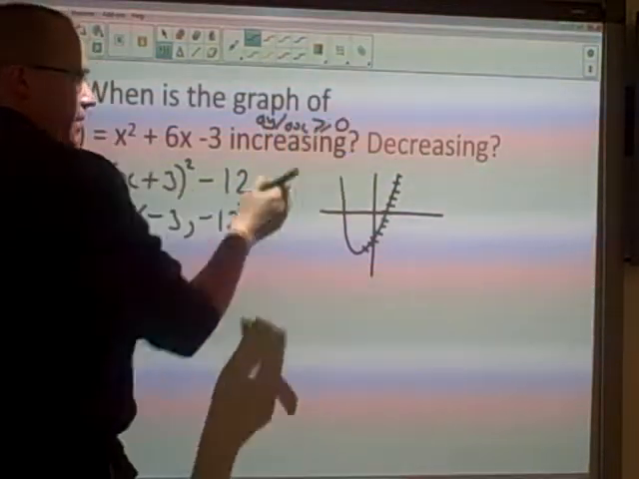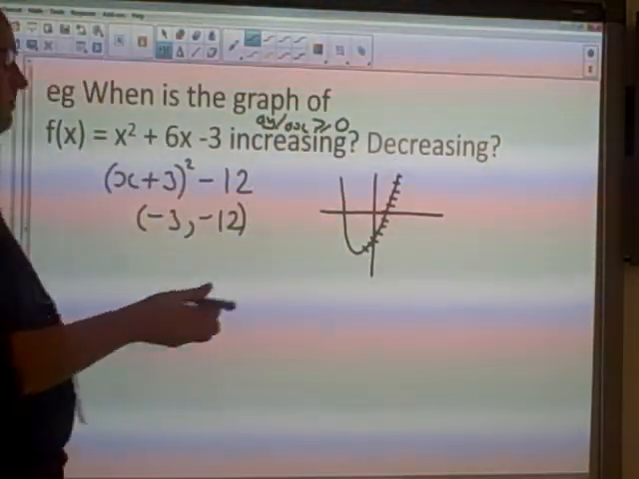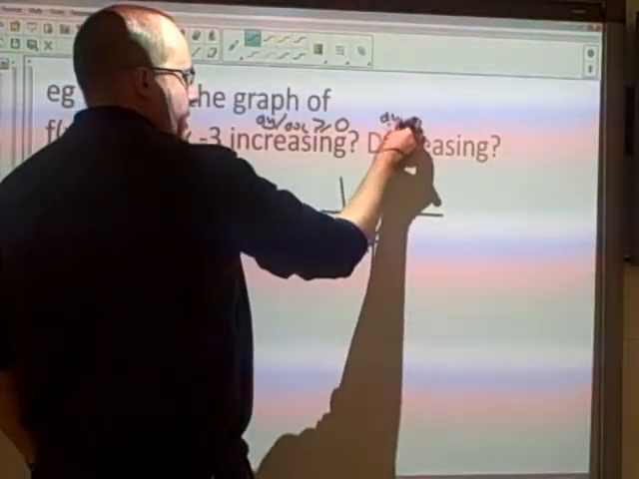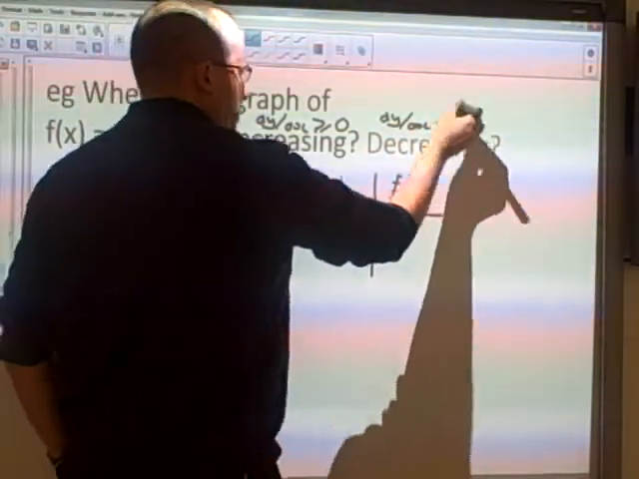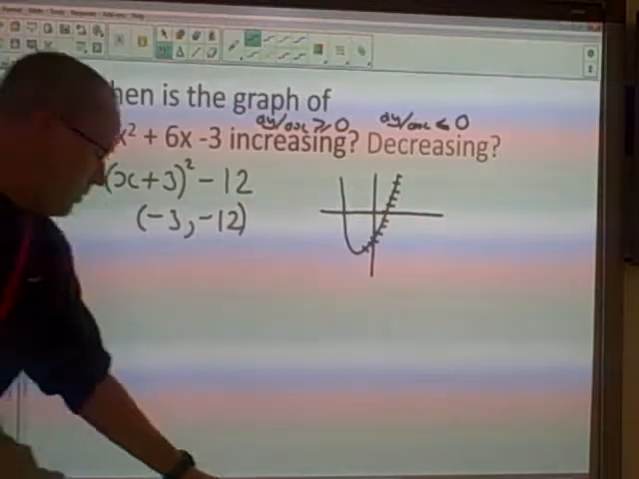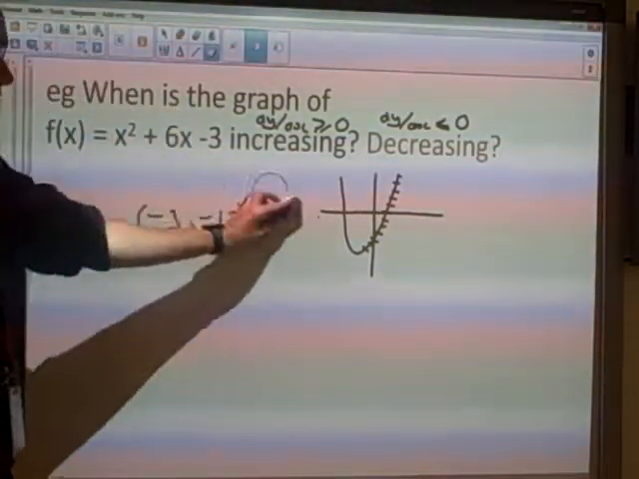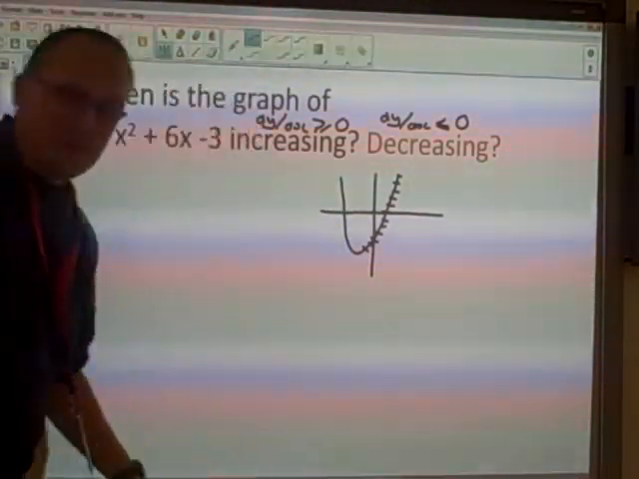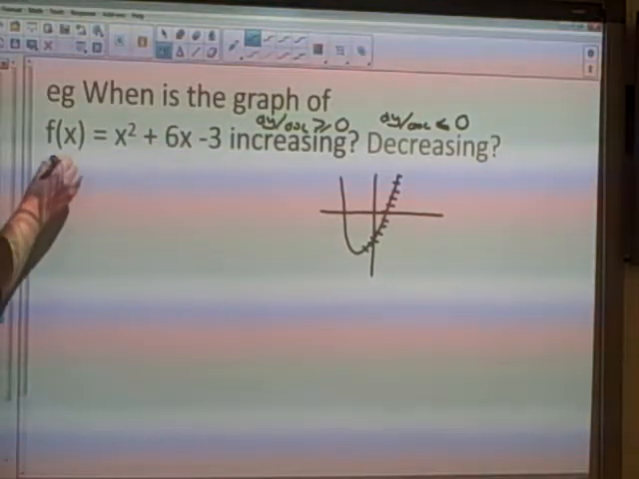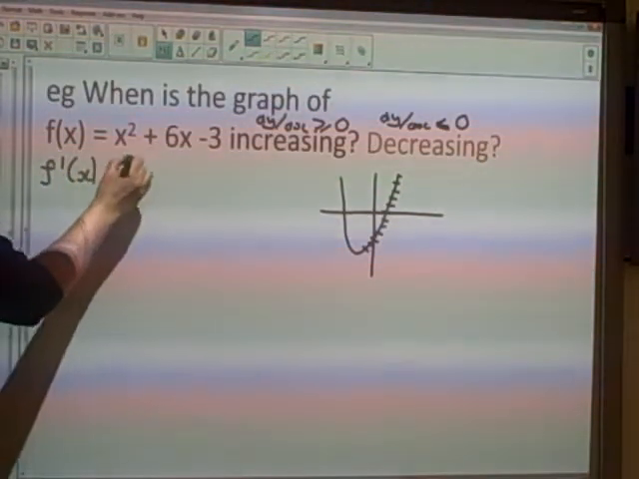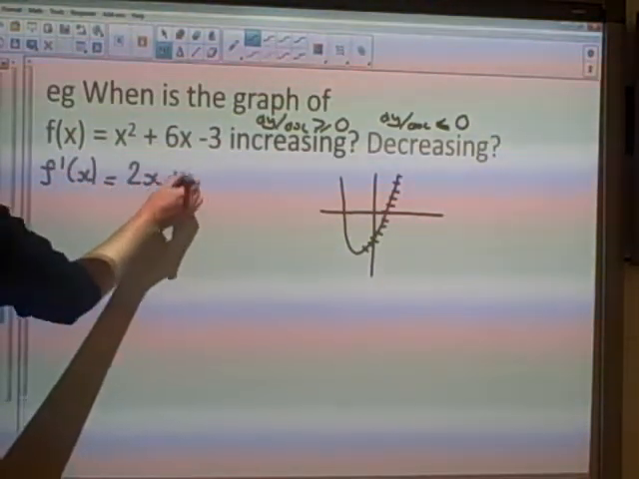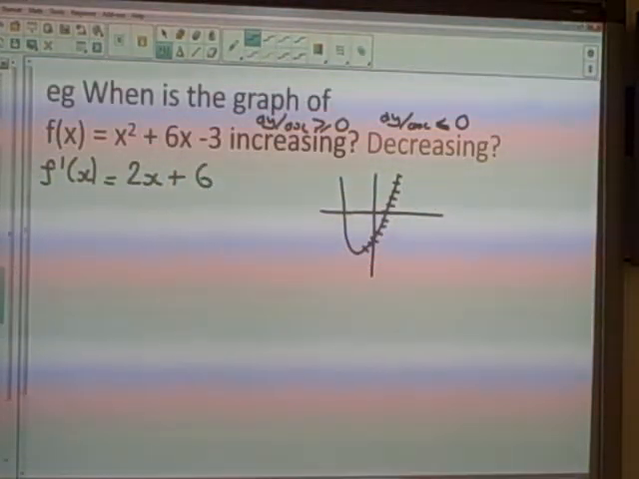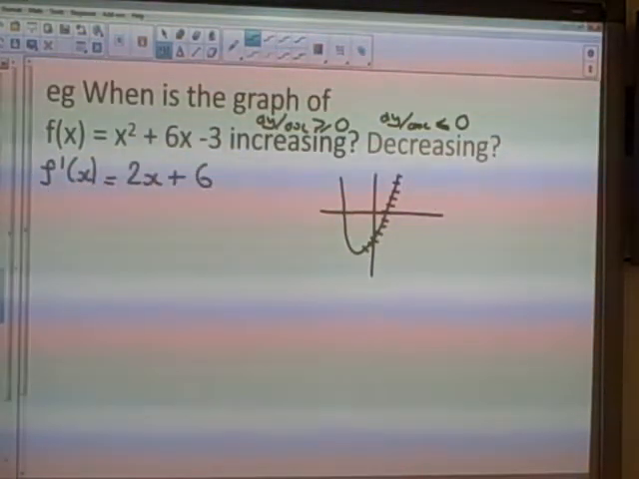So increasing, we're going to say that the slope is greater than or equal to 0. Or if it's decreasing, we're going to say that the slope is less than or equal to 0. So what we're going to have to do for all these questions then is actually differentiate. We're going to pretend that that graph's not there for a second. So to differentiate f dash of x, differential of x squared is 2x, differential of 6x is 6, and differential of negative 3 is 0.